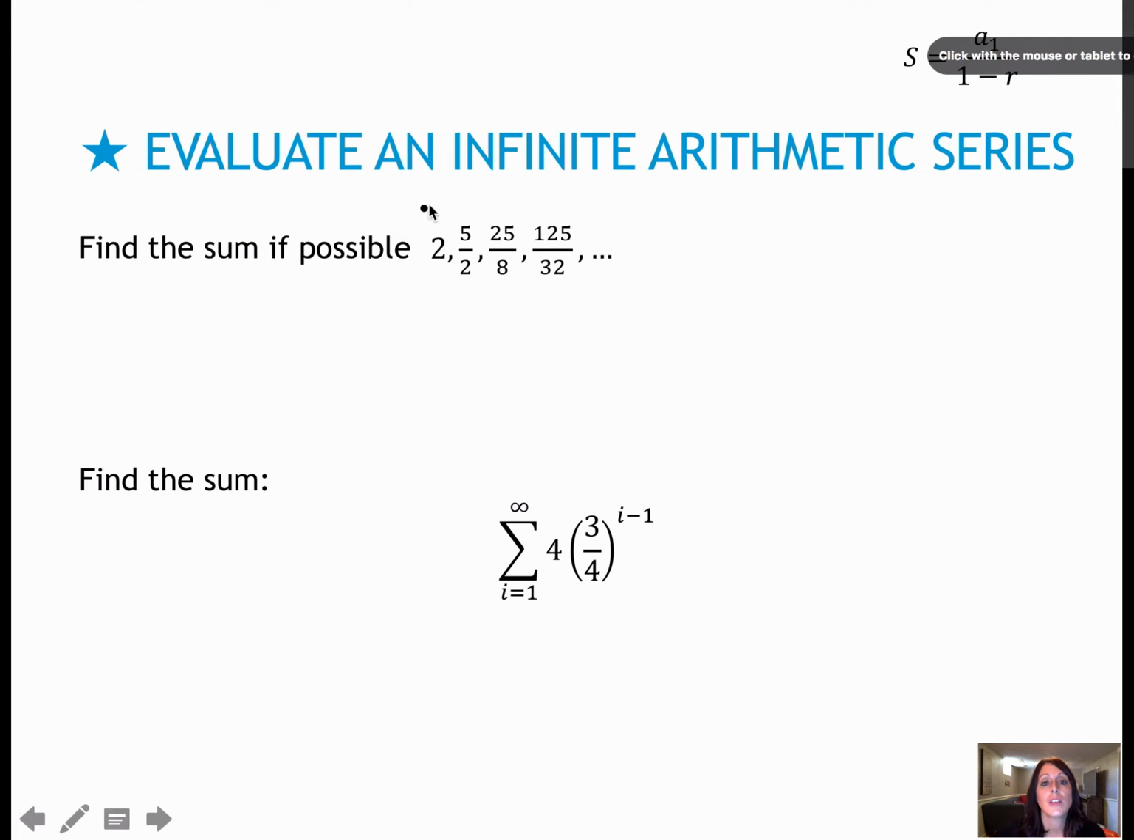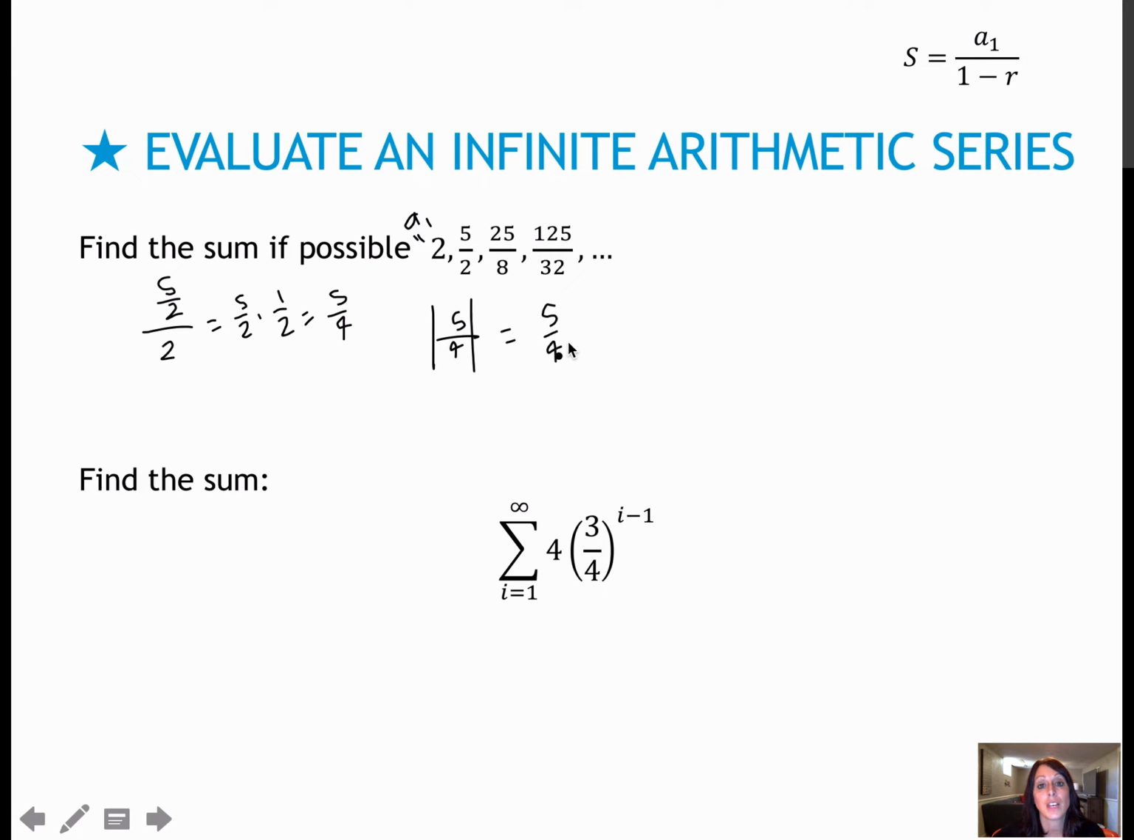So again, for this one, I've got a sub 1 is 2. To find the common ratio, I'm going to take 5/2 divided by 2, which would be like 5/2 times 1/2, which is 5/4. Again, I could double check that, but that is my common ratio. If I take the absolute value of 5/4, I get 5/4, and that, of course, is greater than or equal to 1, so that is not possible.